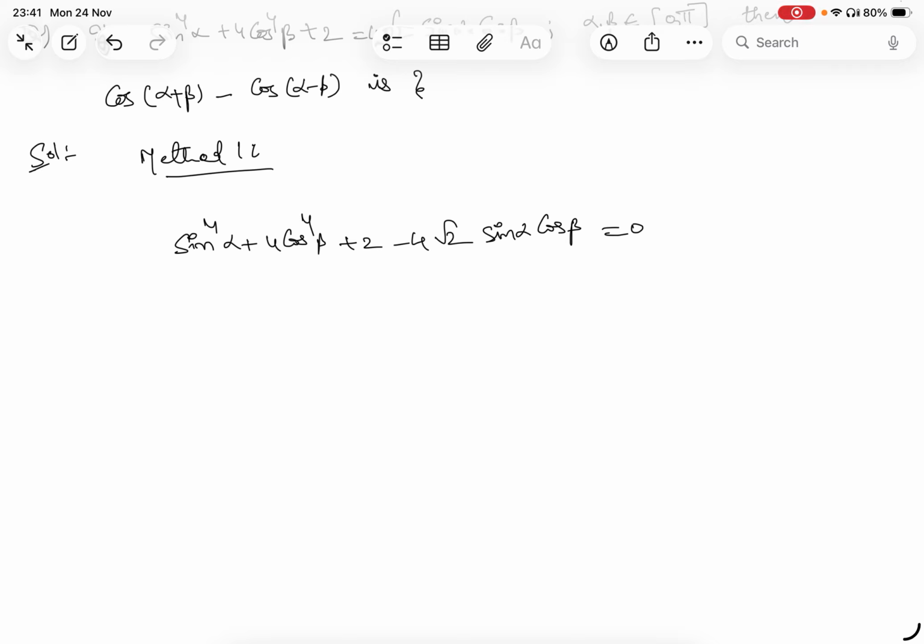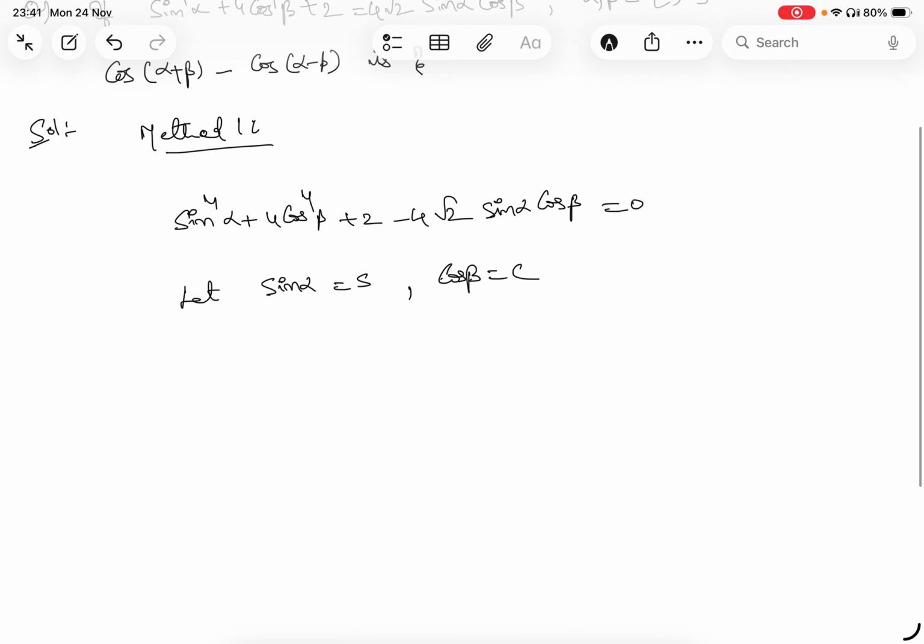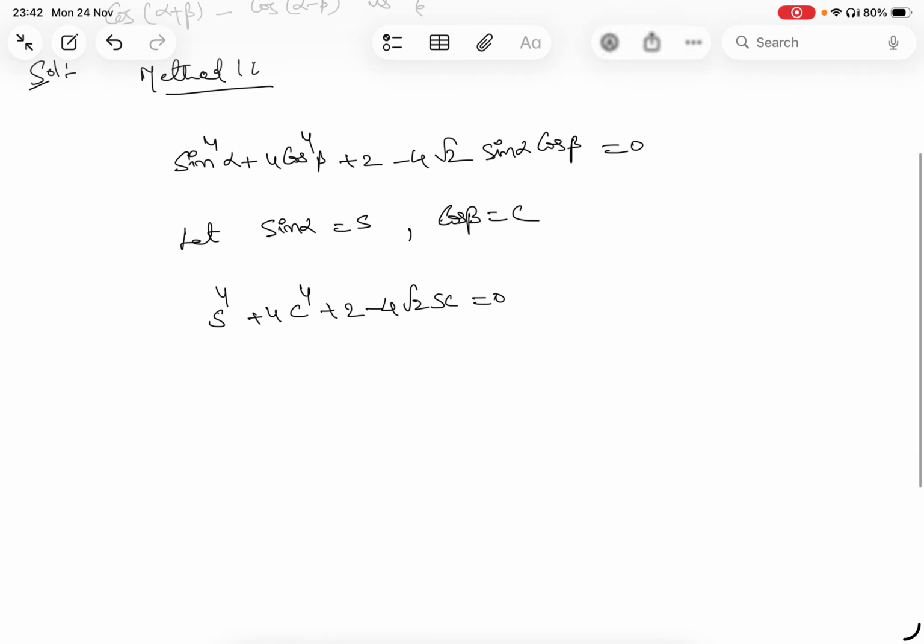Now, instead of writing sin α every time, let's take sin α equal to S and cos β equal to C. Right. Now it will be easier to write S⁴ + 4C⁴ + 2 − 4√2 SC = 0. Fine.